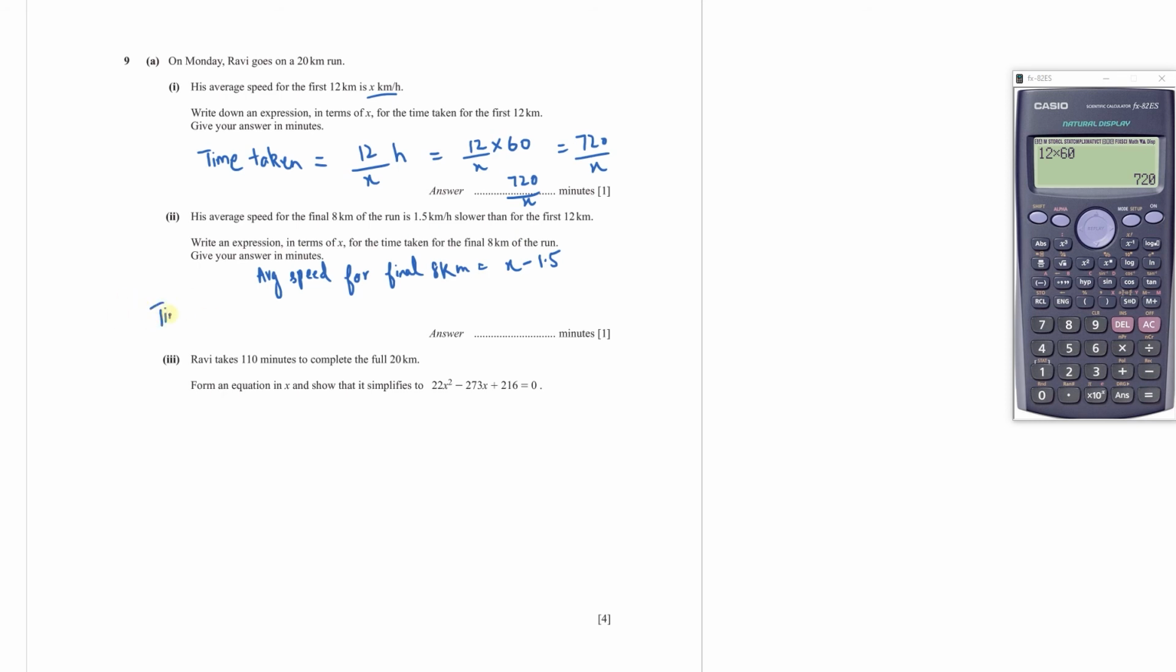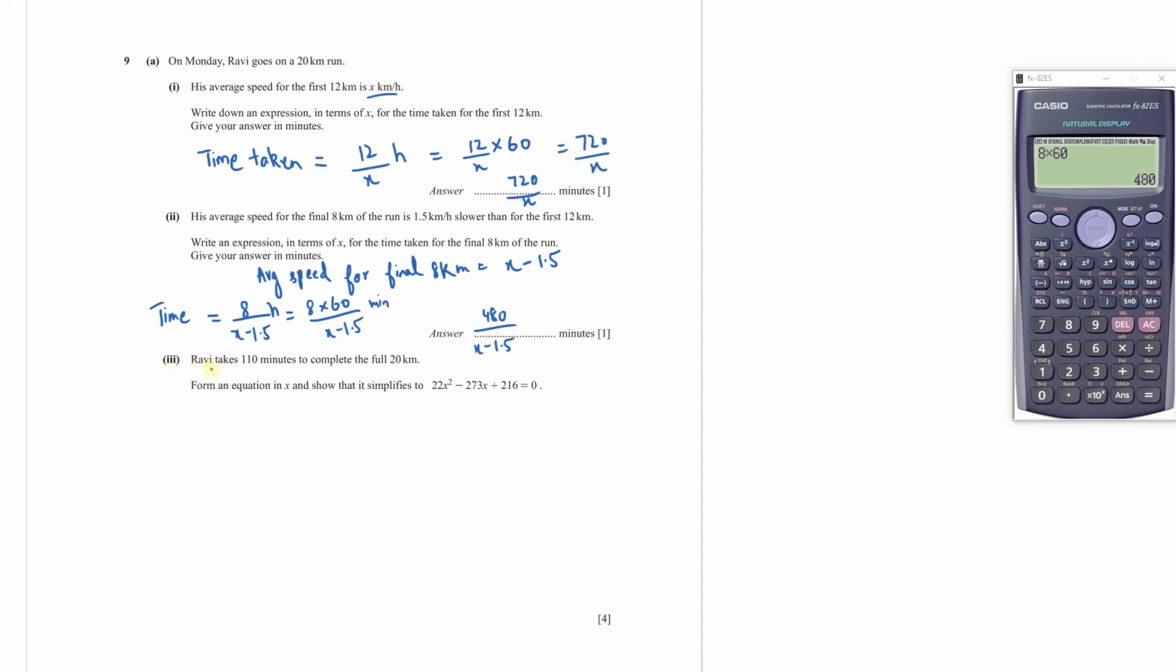So time taken again will be distance, which is 8 kilometers, divided by the speed, which is x minus 1.5. This is in hours. So to convert it into minutes, I will multiply it by 60. So 8 times 60 is 480. So this will be 480 over x minus 1.5 minutes.